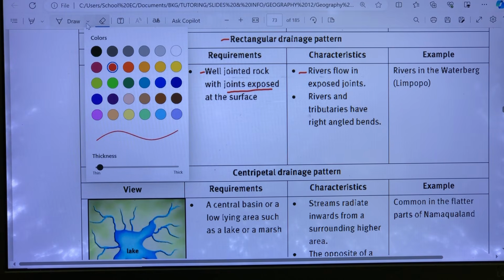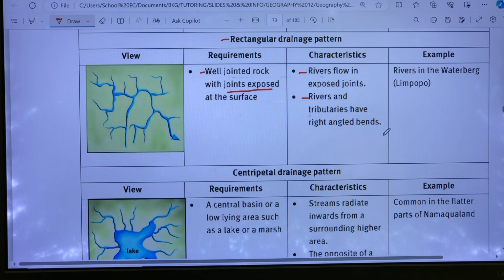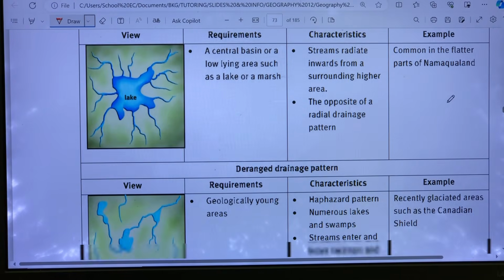Rivers and tributaries have right-angled bends. So let's say this is the main river, and these are the tributaries. The bends, as you can see, are likely to be right angles, which is 90-degree bends. A 90-degree bend also there, and a 90-degree bend also there. That's one of the main characteristics of the rectangular pattern. An example of this is the rivers in Waterberg in Limpopo.